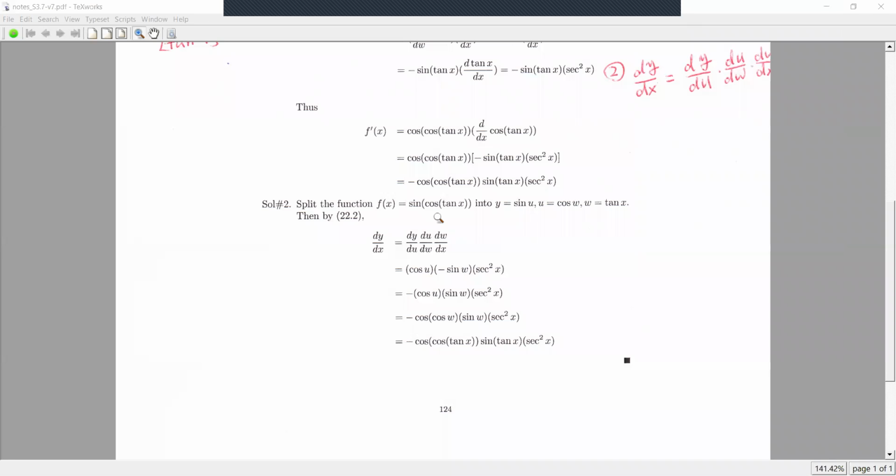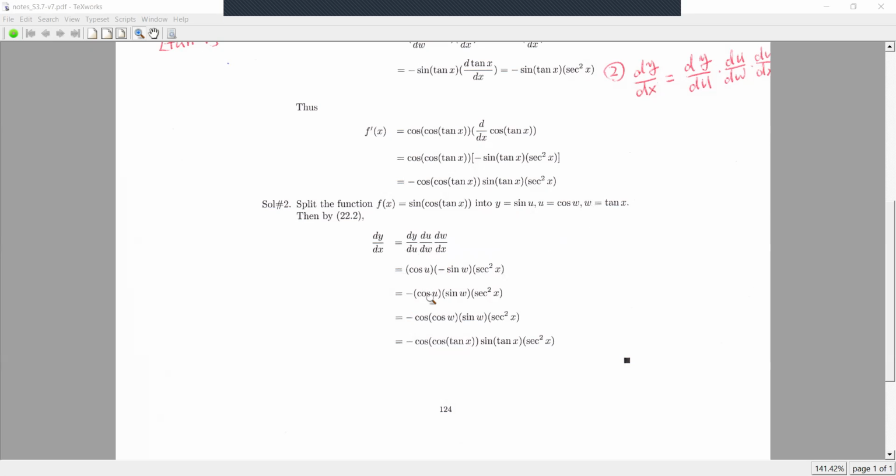Now, by the chain rule with multiple intermediate variables, the derivative of this function is equal to the product of the derivatives of all these three functions. The derivative of sine of u is cosine of u. The derivative of cosine of w is negative sine of w. The derivative of tangent of x is secant squared x. Move the negative sign to the front, then I have this equation.